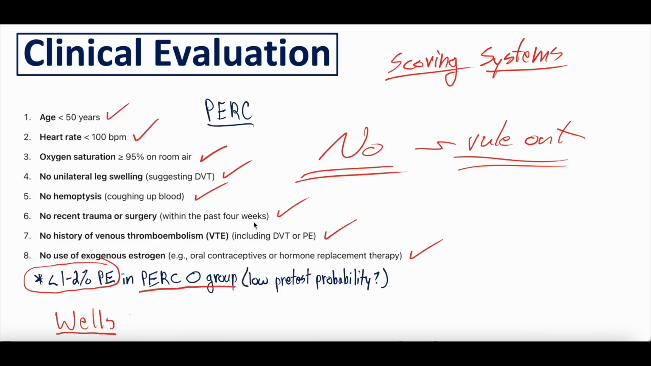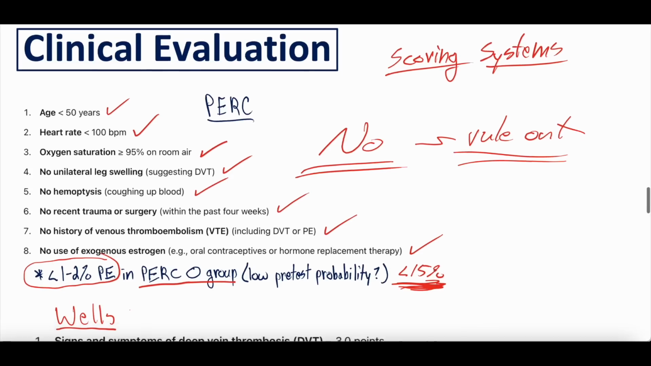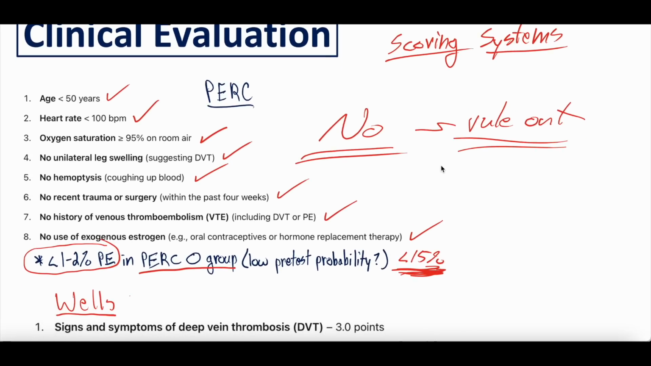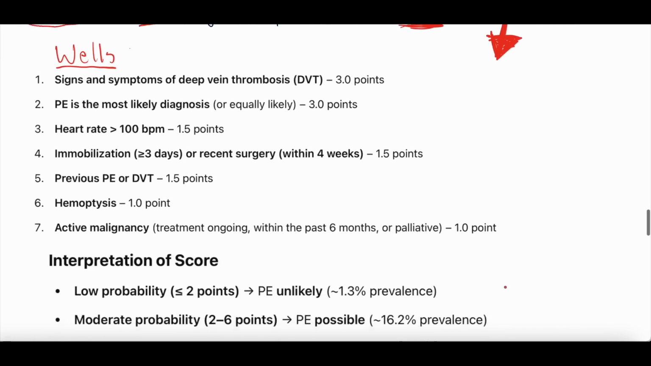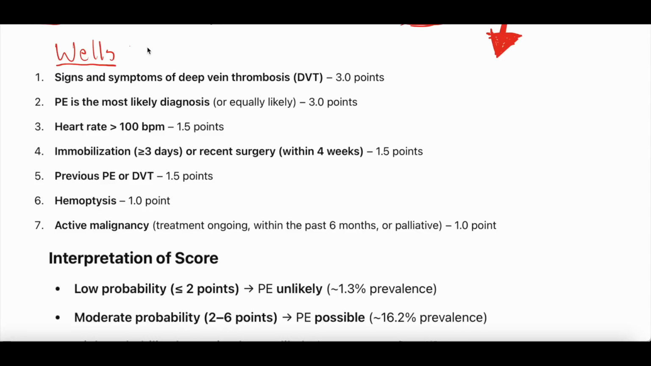But we do use it in that context, especially with low pretest probability, or if your pretest probability, which is how much you think this is PE, is less than 15%. All right, what if the PERC score or criteria is not 0? Let's say it's even just 1 or more than 1. Well, then you can't rule out pulmonary embolism. So then you have to go to your next tool in your toolbox. And that's usually this thing called the Wells criteria for PE. There's one for DVT as well, but Wells.